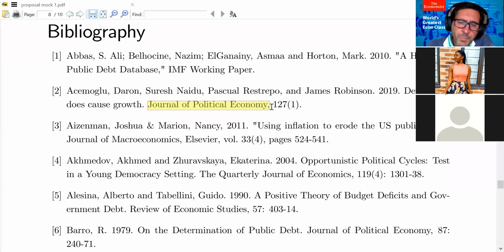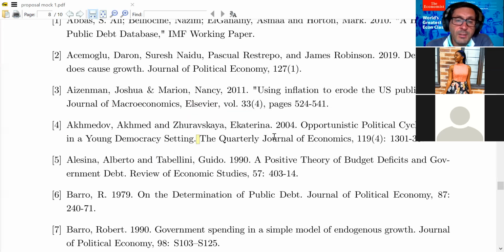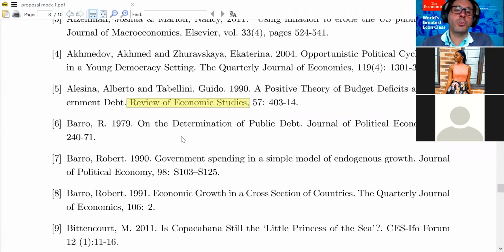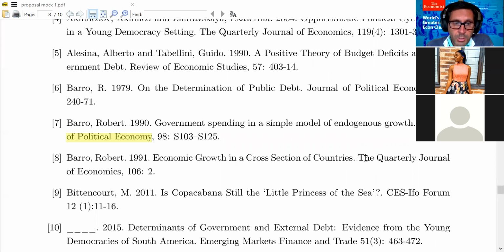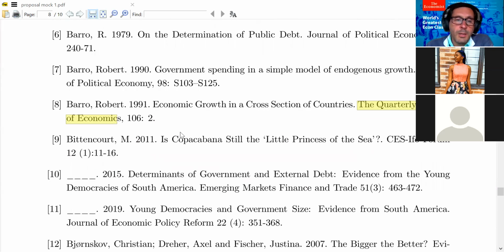That's one thing that I will do. I will look at the journals that you've been working with. So an IMF working paper is supposed to be good. The Journal of Political Economy, that's the JPE. That's a very good journal. Chicago Journal of Macroeconomics is published by Elsevier. It is decent. That is the QJE. That is the Review of Economic Studies. Those are all top 5 journals. That is more JPE. That is more JPE. That is more QJE, right?